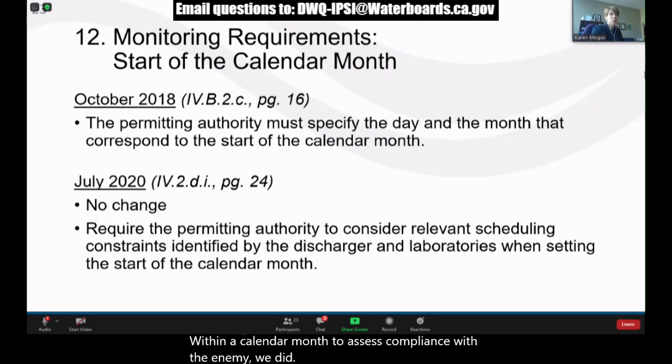We did a lot of investigating with laboratories and lots of discussions with a variety of stakeholders and came to the conclusion that we would not change the requirement, but that we would allow the permitting authority to work with dischargers and laboratories to determine what the best date for the start of the calendar month would be based on other monitoring that the discharger has to conduct, as well as whether laboratories have constraints, like multiple clients all having the same start of the calendar month may make it more difficult for them to conduct all of the tests necessary to assess compliance with the effluent limitation. So we're just providing some language that alerts the permitting authority that they need to be thinking about and discussing with dischargers and laboratories what the start of that calendar month ought to be for each discharger. And that would be established in the permit.